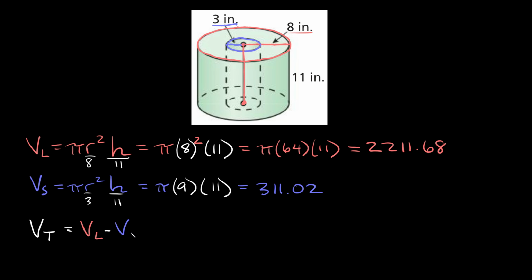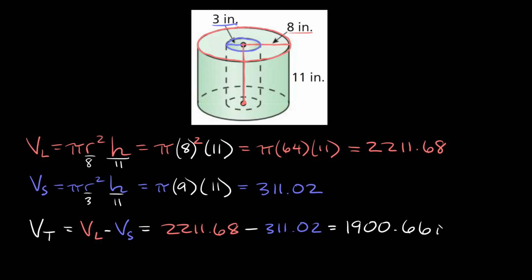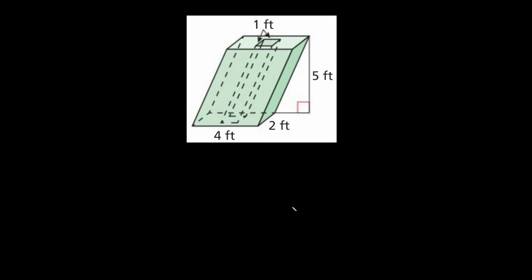Now, if we want to find the total volume, that's going to be equal to the large cylinder minus the small cylinder. So this is going to be equal to 2,211.68 minus 311.02, which is equal to 1,900.66, and our units are in inches, right? So we get inches cubed. Boom.